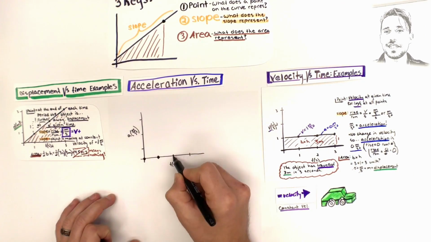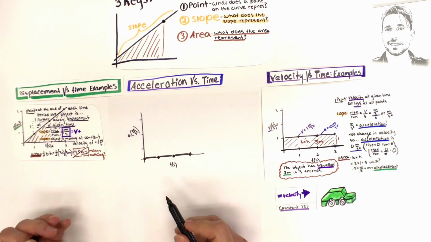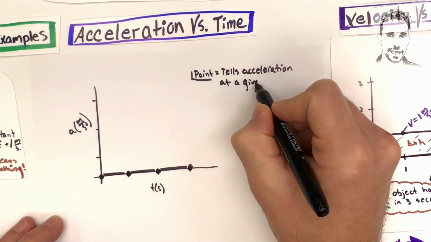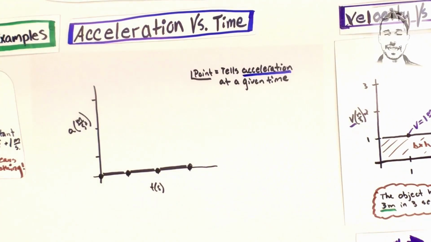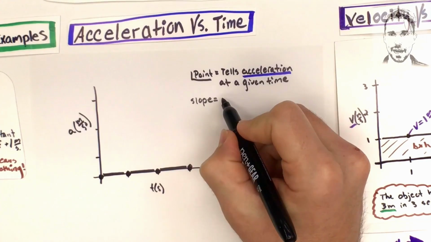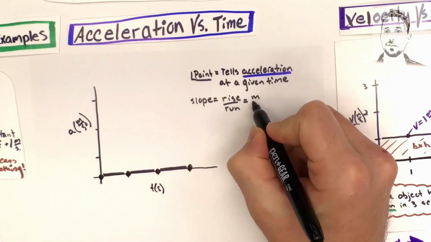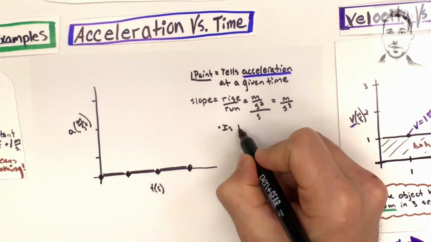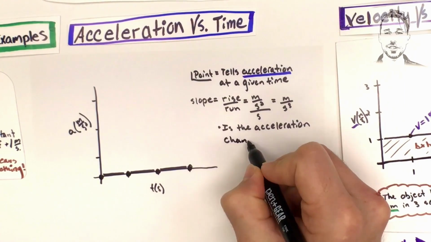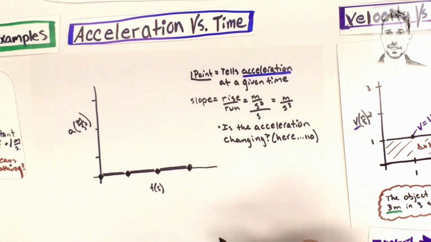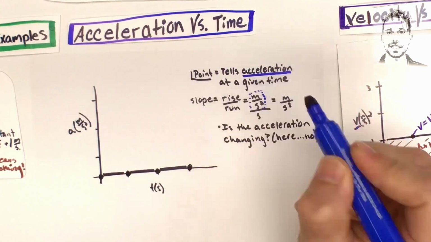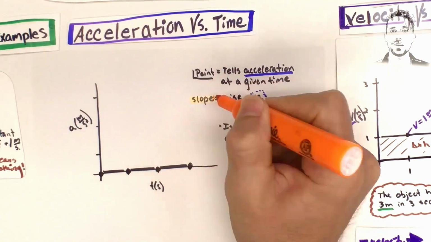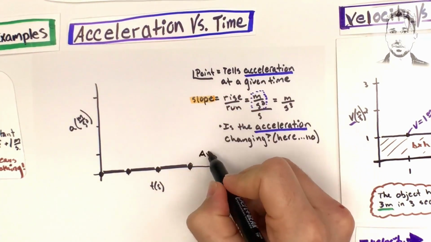All right, we'll get our axis. So x-axis, still time. Y-axis now in meters per second squared. And a point tells the acceleration at a given time. And each point is telling us the acceleration now. And the slope is the rise over the run. So the rise is in meters per second. The run is in seconds. So that's meters per second cubed. Is the acceleration changing is what that is telling us. And here, no, the acceleration is not changing. So a horizontal line on an acceleration time graph tells us there's no acceleration change that's taking place.